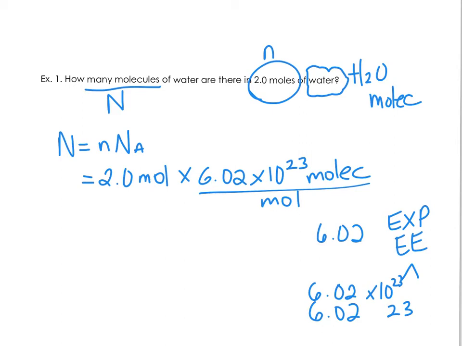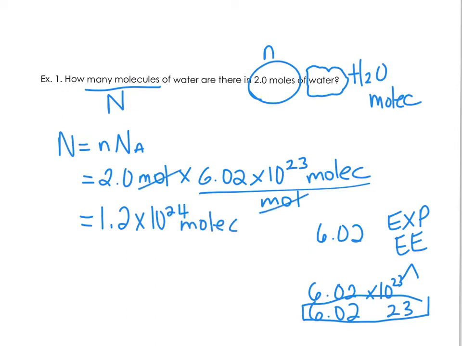So when you do your math, if you have a calculator that does this, you have to be extra careful not to forget the times 10 part. Anyway, back to the question. This ends up being 1.2 times 10 to the 24 molecules. Moles cancel. So in 2 moles of water, we have 1.2 times 10 to the 24 molecules.